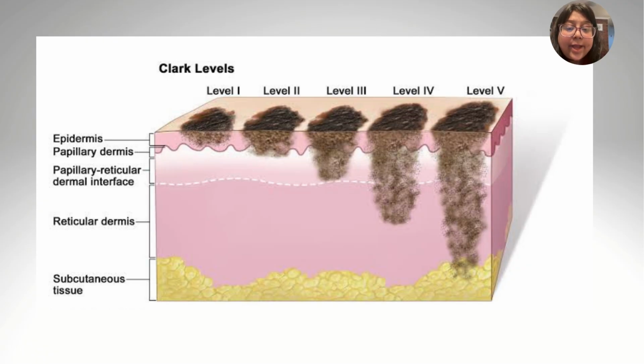There is another way of dividing the malignant melanoma from level 1 to level 5 according to the Clark levels. In Clark level 1, if the melanoma is confined to the epidermis, then it is level 1. If it spreads to the papillary dermis, it's level 2. If it spreads to the papillary reticular dermal interface, it's level 3. If it extends into the reticular dermis, it's level 4. And if it goes to subcutaneous tissue, it's level 5.